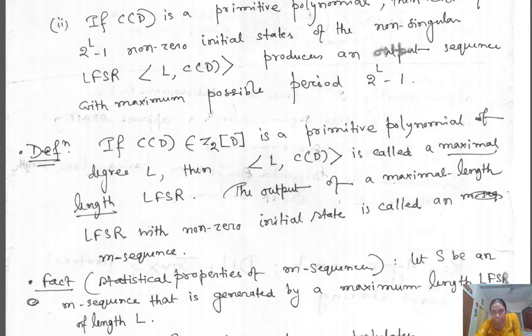This one is okay. So I am defining here the maximal length LFSR. If C(D) is a primitive polynomial of degree L, then L(C,D) is called a maximal length LFSR, because if it is a primitive polynomial, we get the maximal period 2 to the power L minus 1. This is the period length. And the output of a maximal length LFSR with non-zero initial state is called an M sequence. So here we formally define what a maximal length LFSR is and what an M sequence is.